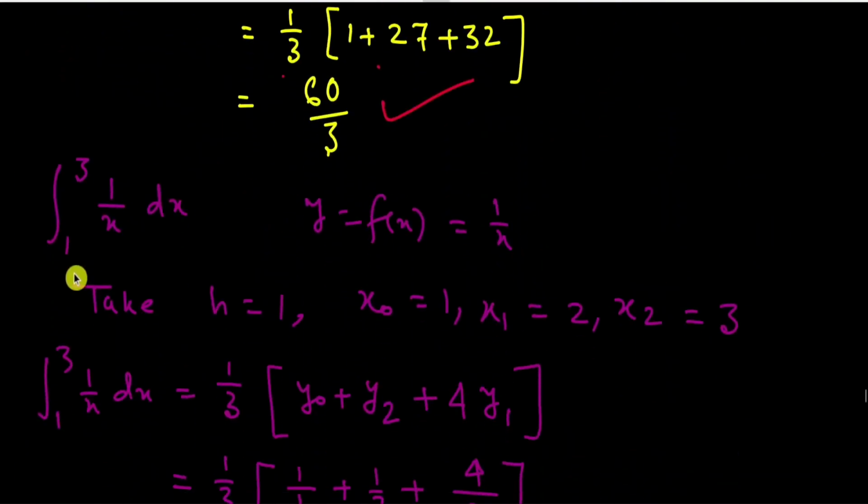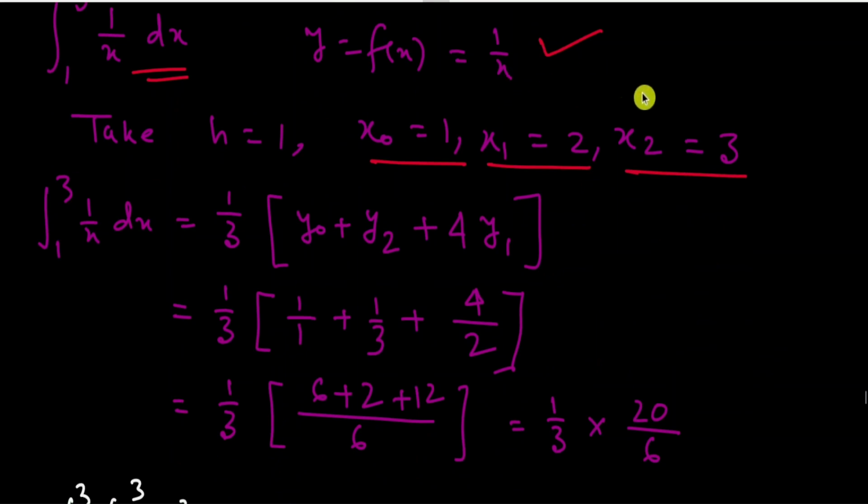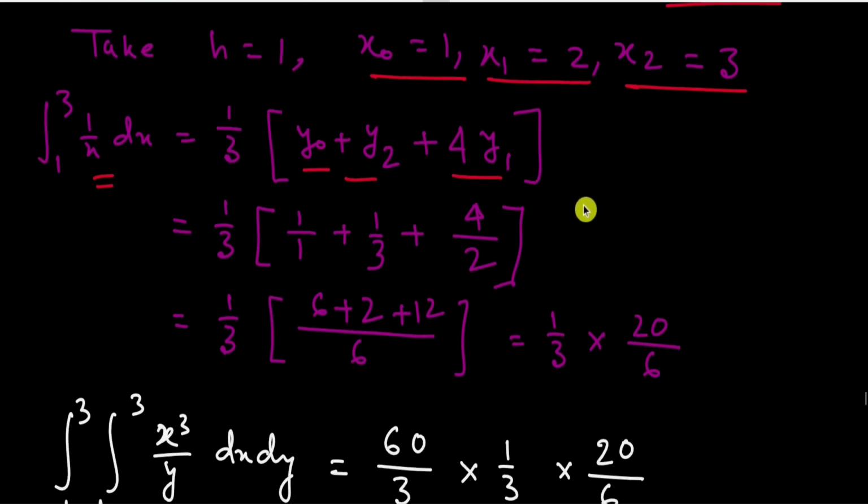Now we apply the Simpson one-third rule to this integration. This is of the form 1 by x dx, and here y equal to f(x) equal to 1 by x. Take h equal to 1 similarly. So x0 equal to 1, x1 equal to 2 and x2 equal to 3. Here the general formula is xn equal to x0 plus nh. So integration 1 to 3 of 1 by x dx equals 1 by 3 into (y0 plus y2 plus 4 into the one odd term). Since y equal to 1 by x, y0 equals 1 by x0, y1 equals 1 by x1 and y2 equals 1 by x2. This gives the value 1 by 3 into 20 upon 6.